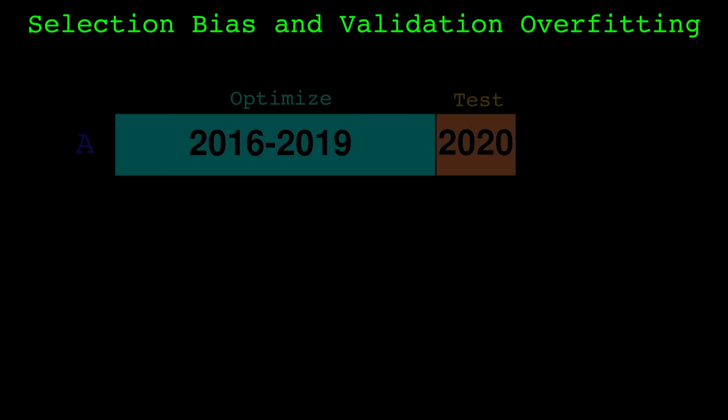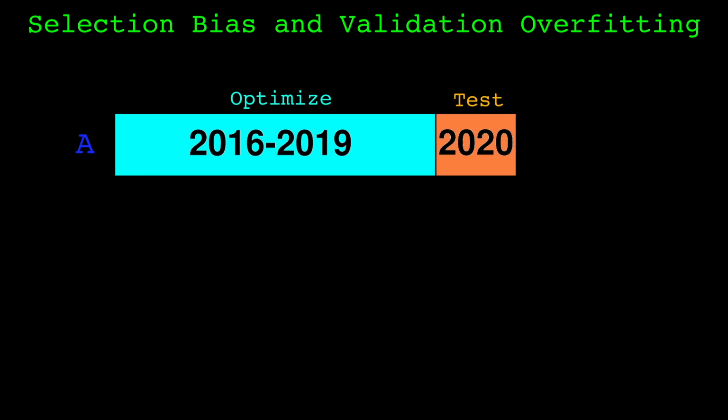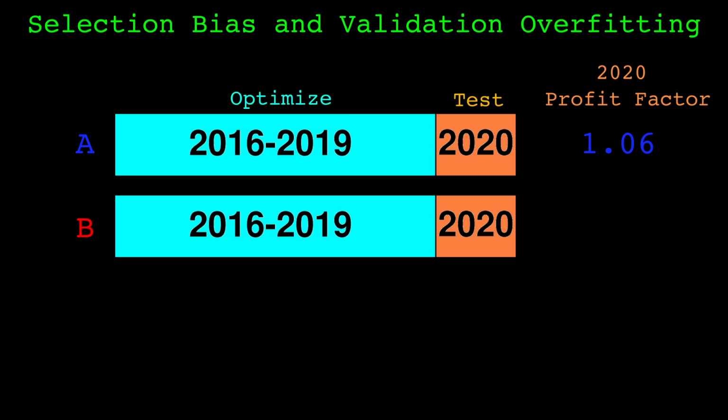Suppose we optimize strategy A on 2016 through 2019, then test it on 2020 data, and we find our out-of-sample results to be decent. But then we come up with another idea, strategy B. We optimize strategy B just the same on 2016 through 2019. Then we also test it on 2020. We find that strategy B did better than strategy A. So one might think the new idea was better, but now there is a selection bias.